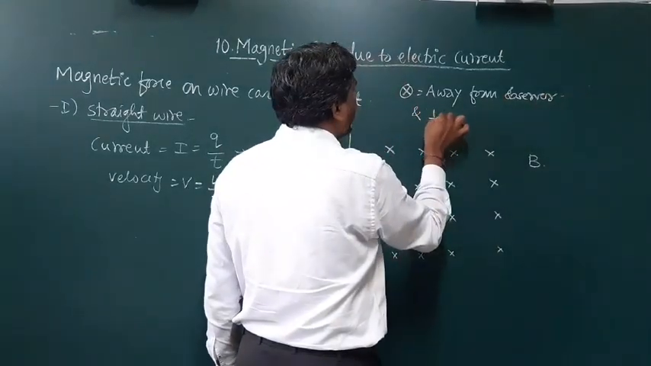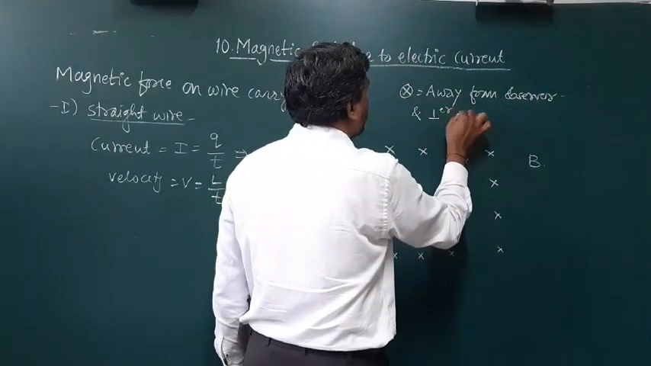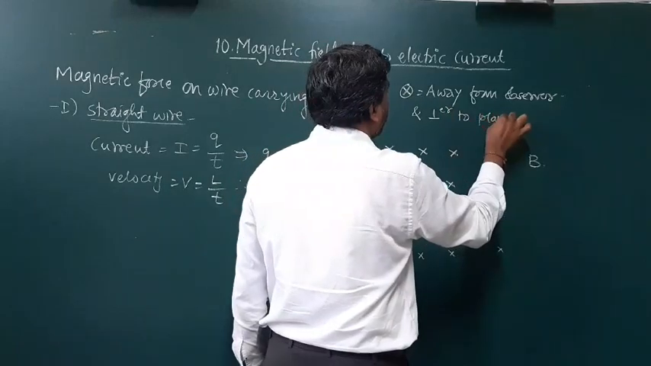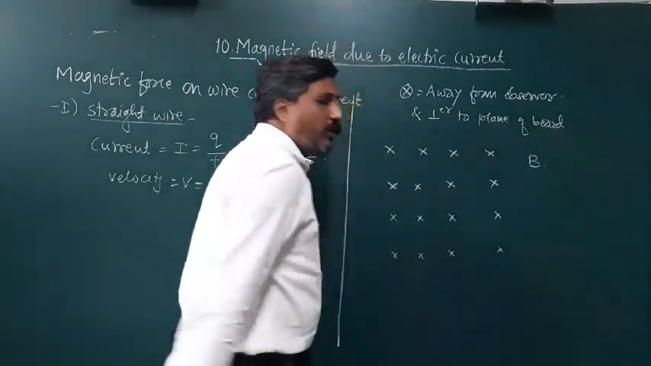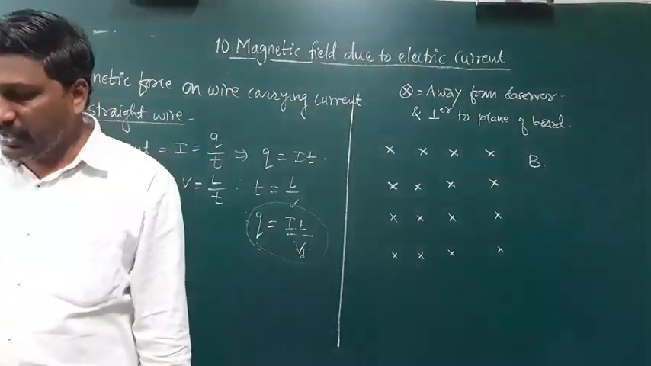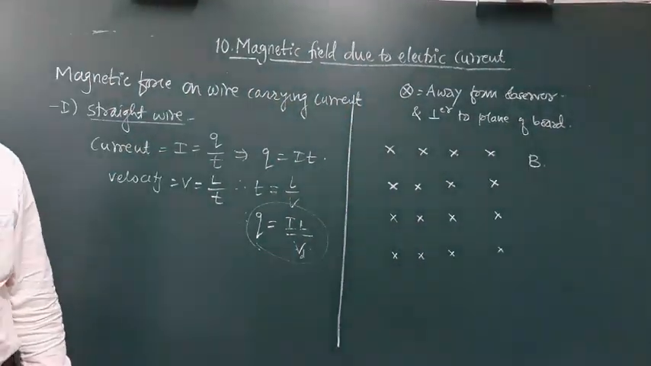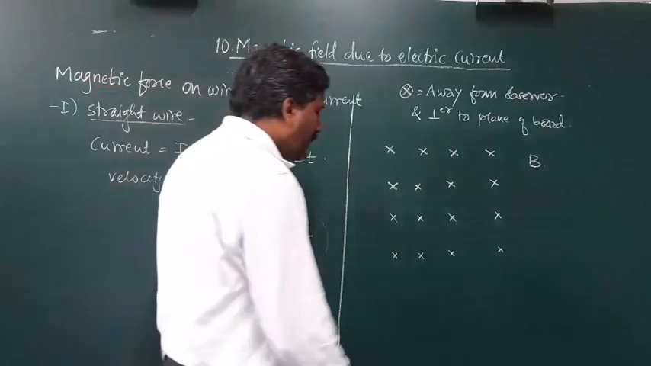So its meaning is very simple: away from the observer, and it is perpendicular to the plane of the board. Such a magnetic field is there, and inside that magnetic field there is a conductor.